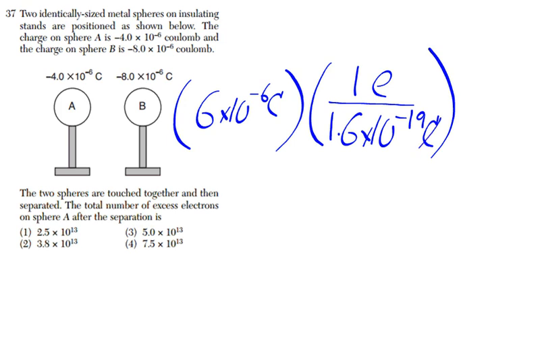Notice that our coulombs cross out. We're going to be left with elementary charges, so we set this up right. And when you do that, you get 3.75 times 10 to the 13 elementary charges, which is the number of excess or extra electrons on sphere A, giving it that charge. And so our answer for this one is going to be answer choice 2, 3.8 times 10 to the 13 extra electrons.